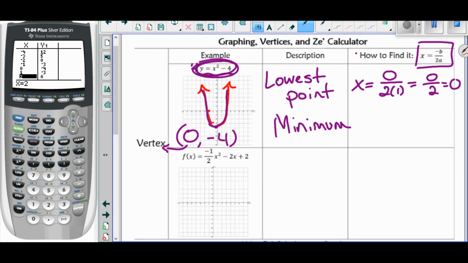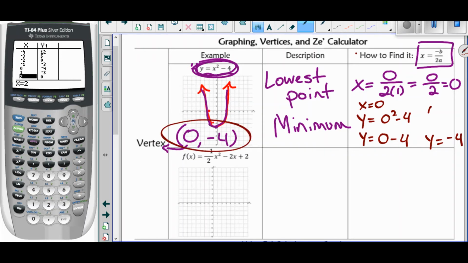So I'm going to take that x value, x equals 0, and substitute it in. So y equals 0 squared minus 4. 0 squared is just 0, and 0 minus 4 is -4, which confirms what I thought in the first place, that my x is 0, my y is -4, and that set of coordinates is actually my vertex.